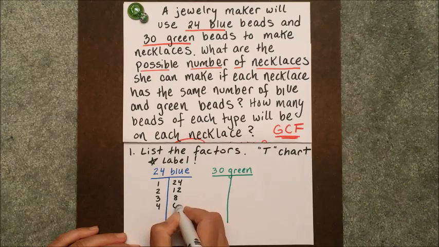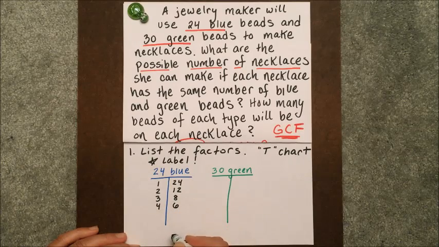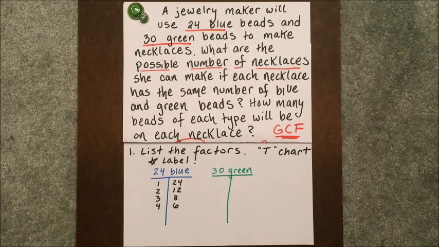So again, when you list out the factors, knowing your multiplication tables is going to be the best thing that you could ever do for yourself. So make sure you're memorizing them. It just makes everything so much easier.